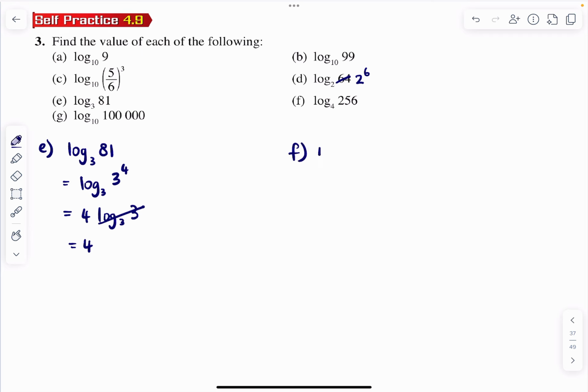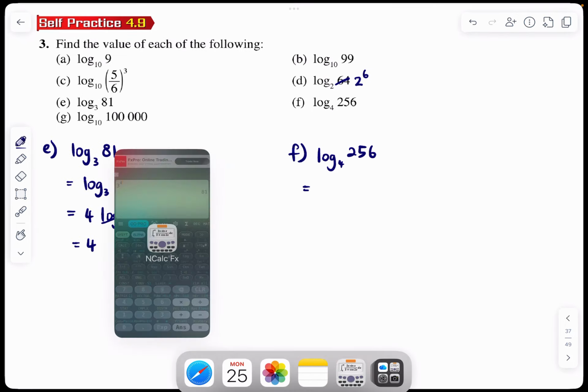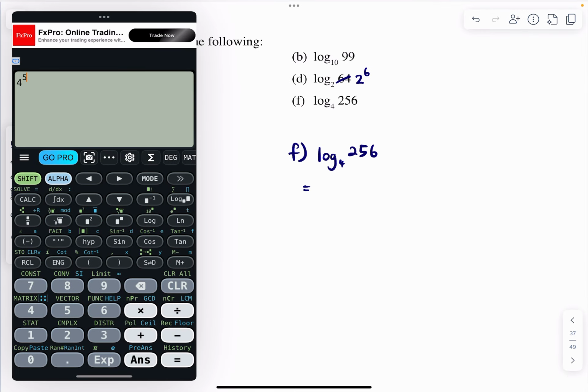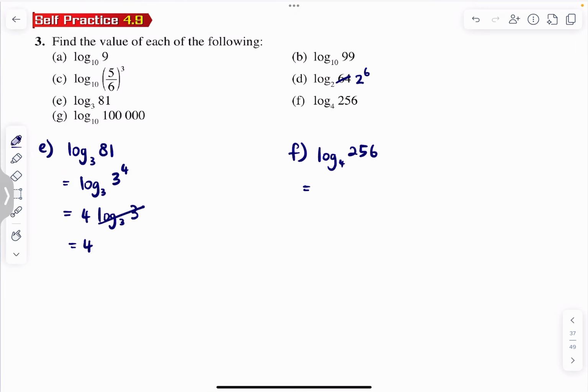F, log 4 256. Also same. 256 is 4 power something. Let's try 4 power 4. Yes. So I can say log 4 power 4. Then this 4 as usual bring in front. So 4 log 4 4 which is just 4.